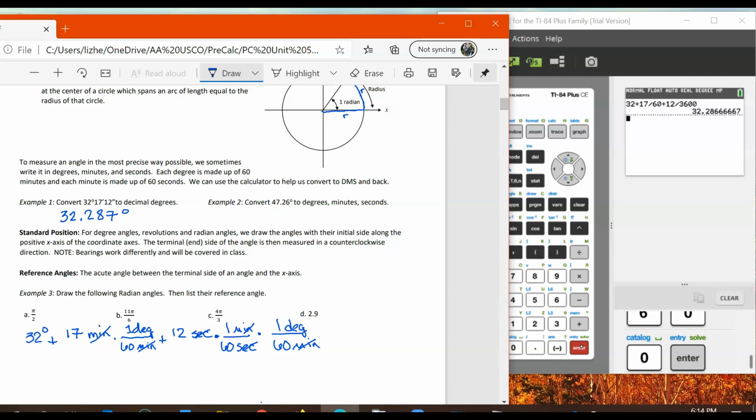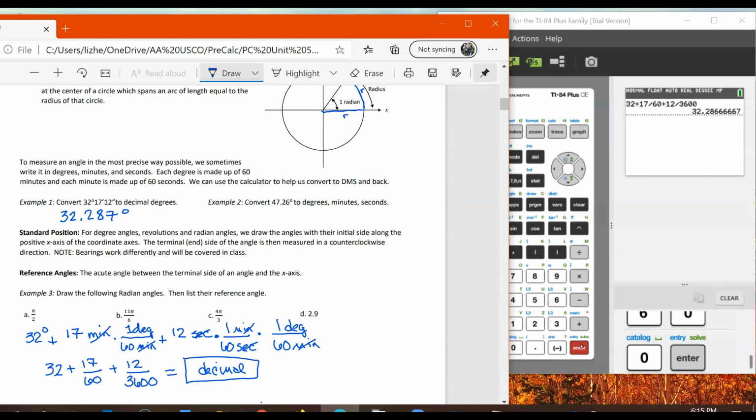So, I wrote all this out for you just so you can visualize it, but really what you're going to do is say 32 plus 17 over 60, dividing by 60 will change from minutes to degrees. And then here you're going to do your seconds divided by 3,600. And that will give you your decimal degree.